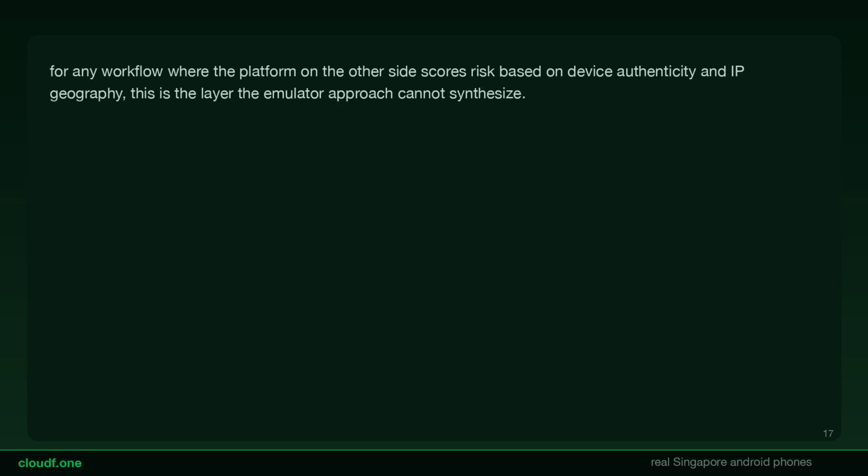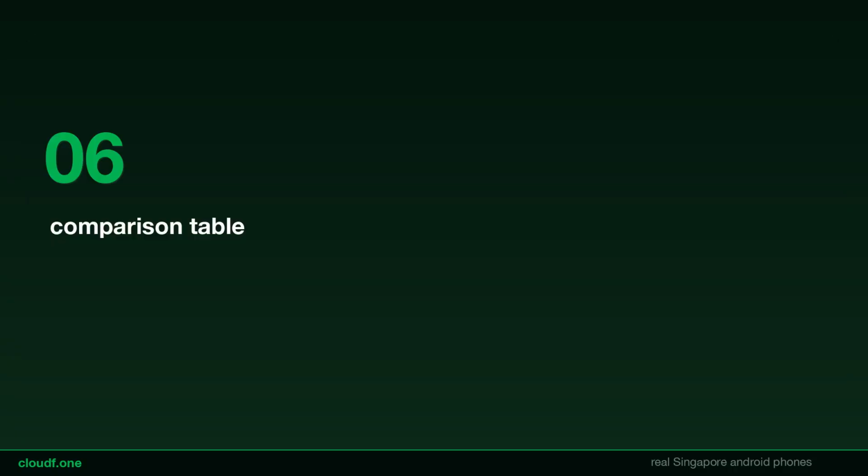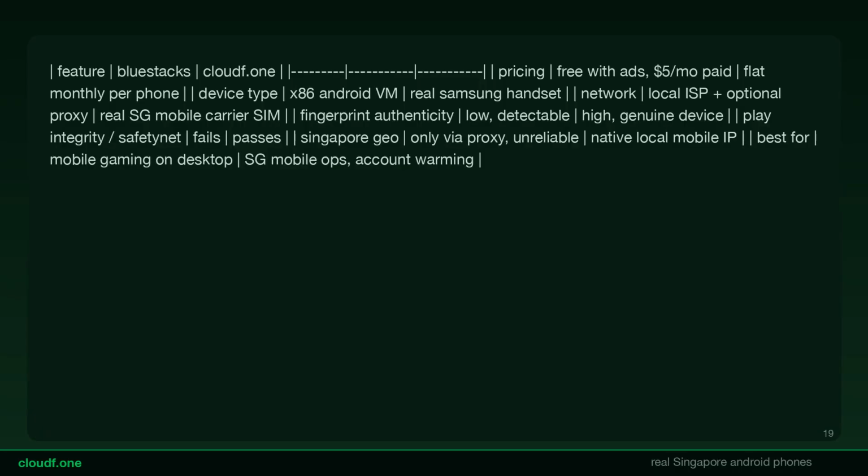Now the comparison table. Feature, BlueStacks, cloudf.one. Pricing: free with ads, $5 a month paid, versus flat monthly per phone. Device type: x86 Android VM versus real Samsung handset. Network: local ISP plus optional proxy versus real SG mobile carrier SIM. Fingerprint authenticity: low, detectable, versus high, genuine device. Play Integrity and Safety Net: fails versus passes. Singapore geo: only via proxy, unreliable, versus native local mobile IP. Best for: mobile gaming on desktop versus SG mobile ops and account warming.